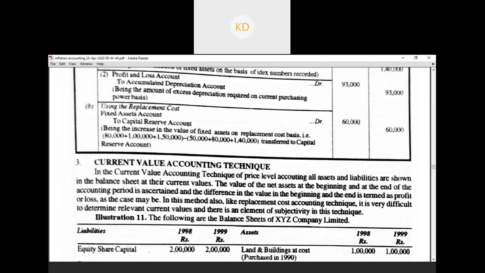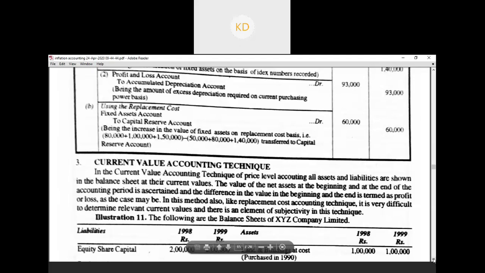Current value accounting means the value of the net assets at the beginning and at the end are all being converted to their inflationary values. That is the current values. So you take the value at the beginning, the value at the end, and then keep multiplying with the conversion factor. And the current value is nothing else but the replacement value for this also, right? So how do I do this?